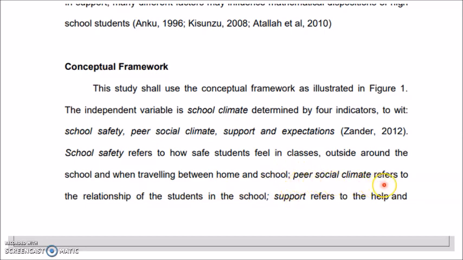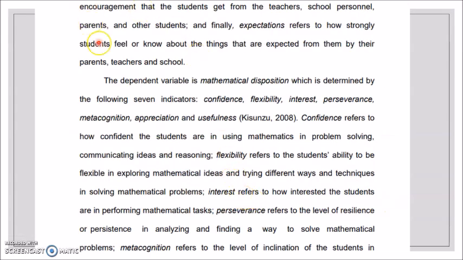Then, another indicator to be defined. Peer social climate refers to the relationship of the students in the school. Then, colon. Support refers to the help and encouragement that students get from the teachers, school personnel, parents, and other students, colon. And finally, so make use of transitions here to let your readers know that this is the last indicator. Refers to how strongly students feel or know about the things that are expected from them by their parents, teachers, and school. Okay. So, yung mga definitions dito, wala nang source yan.